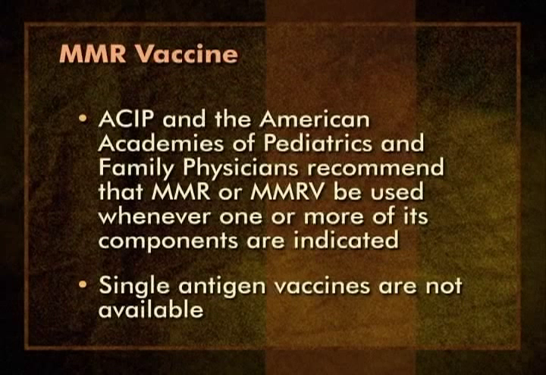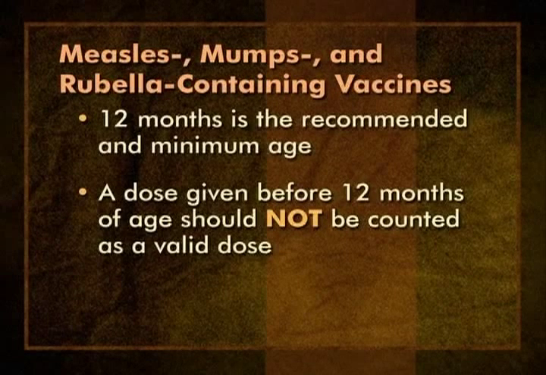ACIP and the American Academies of Pediatrics and Family Physicians recommend that MMR or MMRV be used whenever one or more of its components are indicated. In fact, single antigen component vaccines are not available. Merck no longer produces single antigen measles, mumps, and rubella vaccines for distribution. 12 months is both the recommended age and the minimum age for any measles, mumps, rubella, or varicella containing vaccine, either single antigen, MMR, or MMRV.